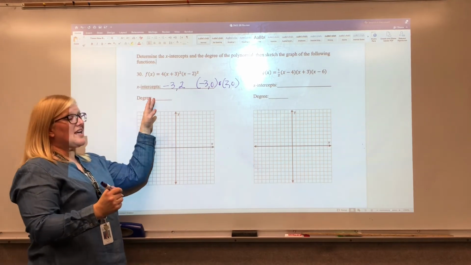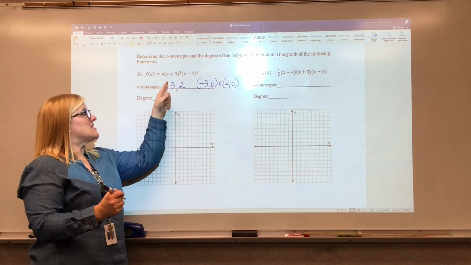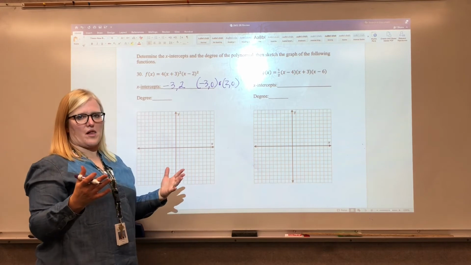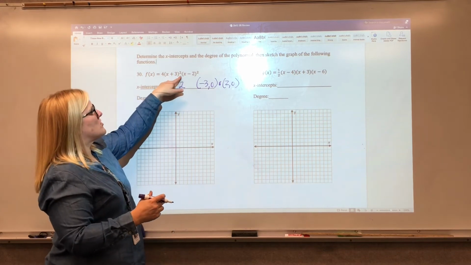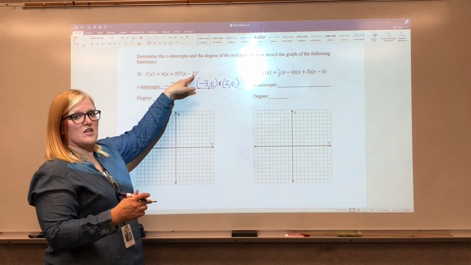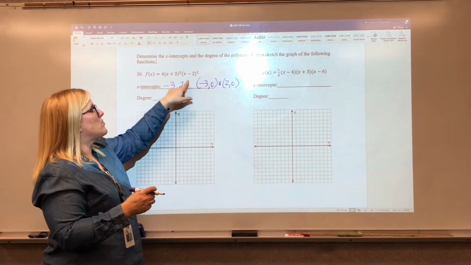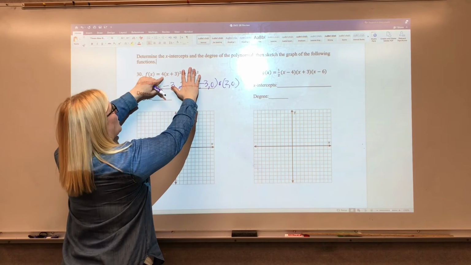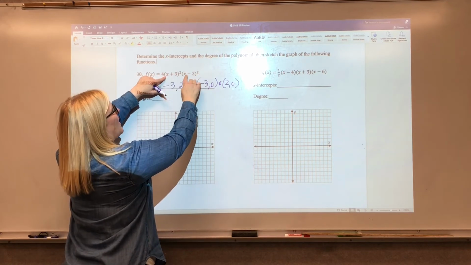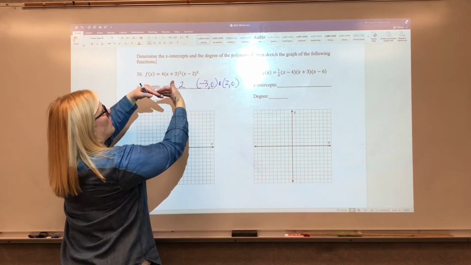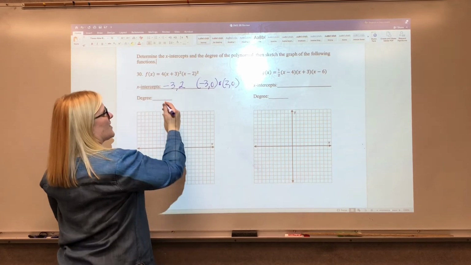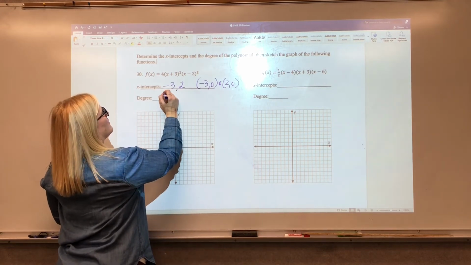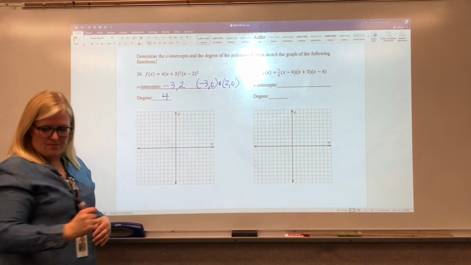Now the degree means that, well, you know what the degree of a polynomial is, but if I were to multiply this whole thing out, my highest degree would be a 4, because this would be an x squared, and this would be an x squared, and then you multiply those together, and you would get x to the 4th. So it's of degree 4.